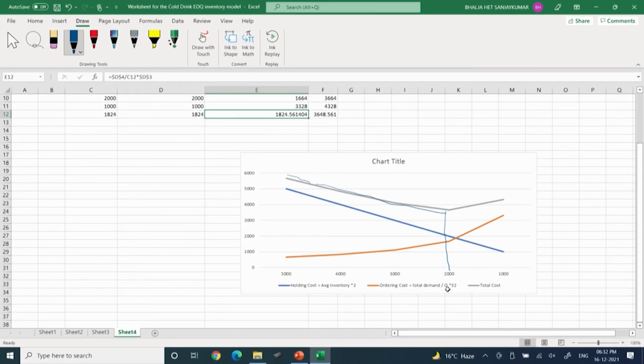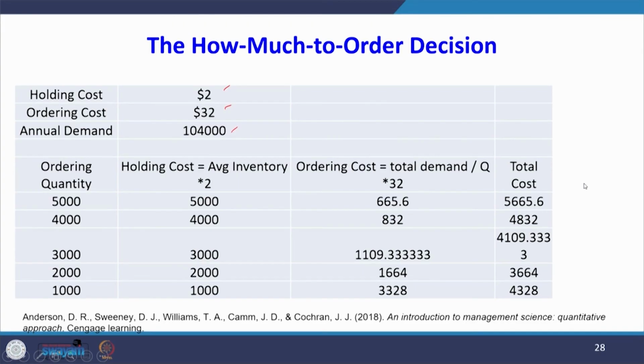This 1824 I am going to derive by using the concept of the minimum principle. So, I will go back to my presentation. Suppose you are not considering the 1824, you see the minimum total cost is here, 3664. So, approximately if you order 2000 units, the total cost will be minimum.